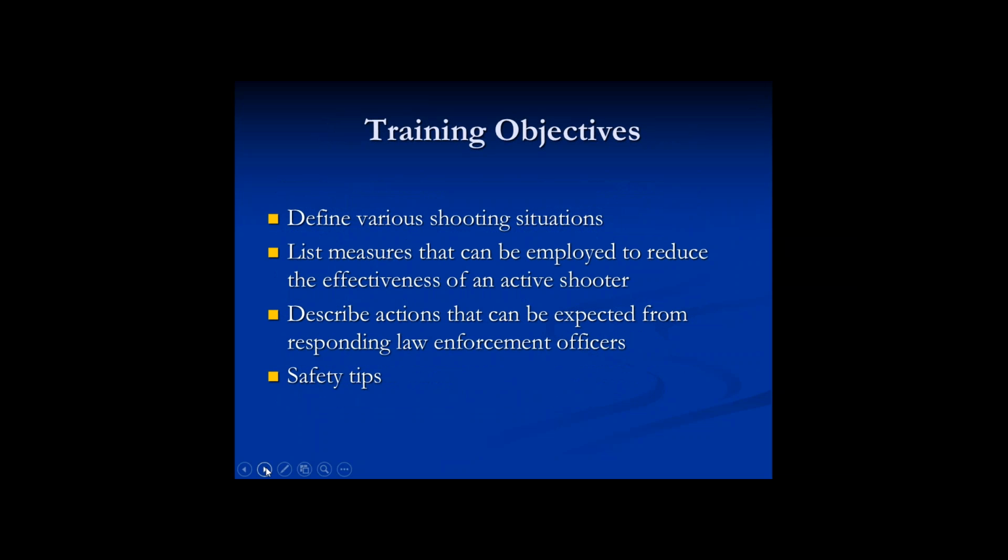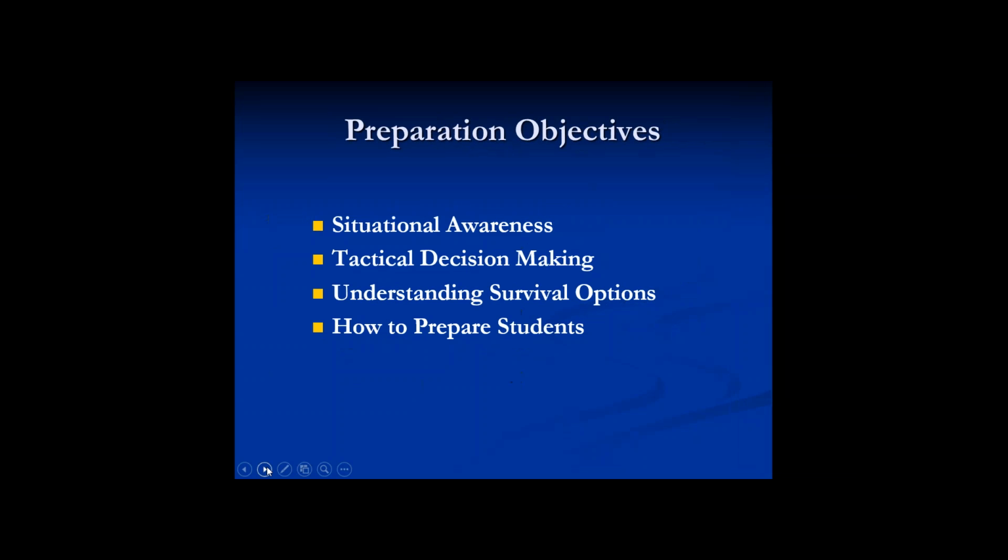Training objectives for today are outlined here on the screen. We're going to define various shooting situations. We're going to list some measures that you as employees can use to effectively deal with an active shooter situation. We're going to describe actions that can be expected from responding law enforcement because they may be a little different than what you and I might expect. And also talk about some safety tips related to all this.